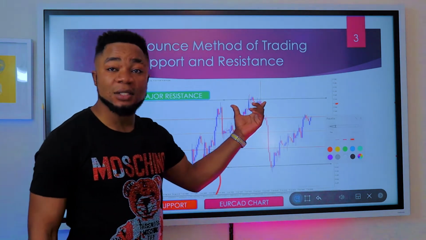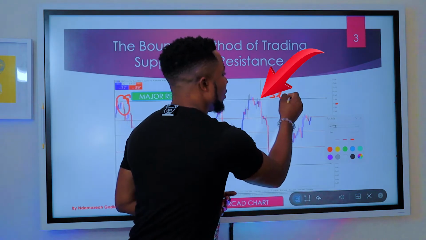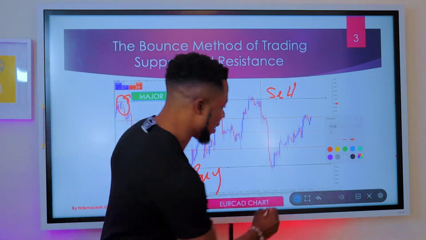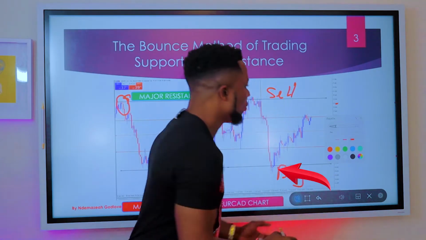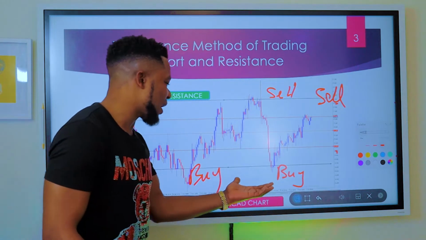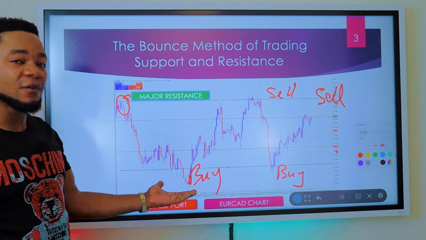We're waiting for the market to get to this level. The market comes here, we sell. We sell somewhere here. Once we sell somewhere here, the market comes here again. We buy somewhere here. We're waiting again. The market goes up, we sell. And this is a live chart. I took this live chart from MT4.